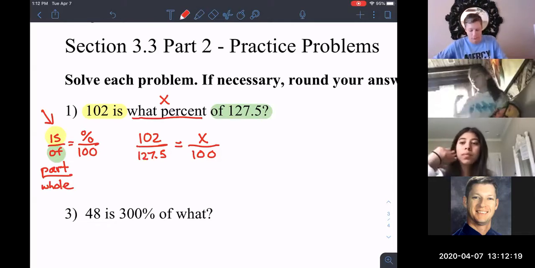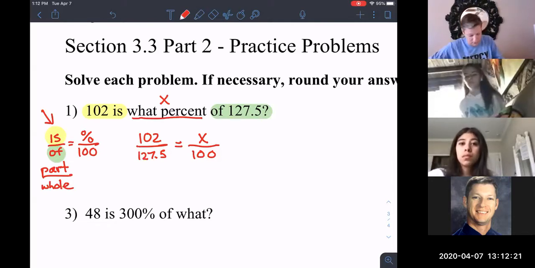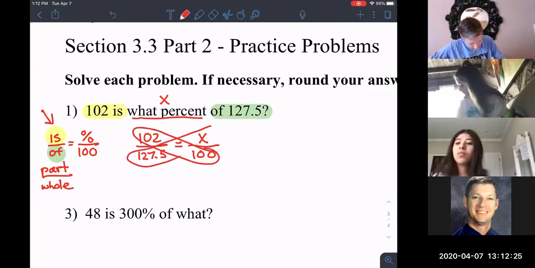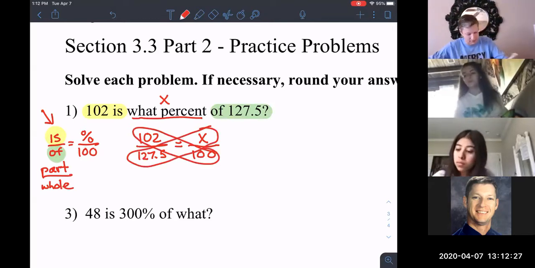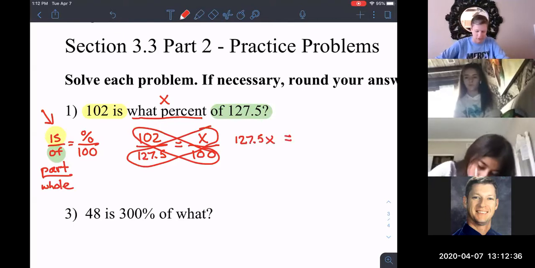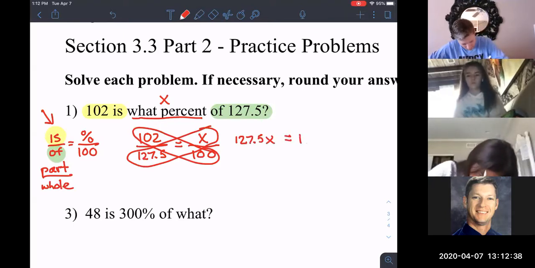Okay, so you just have to remember, when we're solving a proportion, these are always going to be simple proportions, which is nice. So we're going to multiply our cross products, and we're going to set up a new equation. So basically, we have 127.5 times x, that's one of our cross products, and the other is 100 times 102.